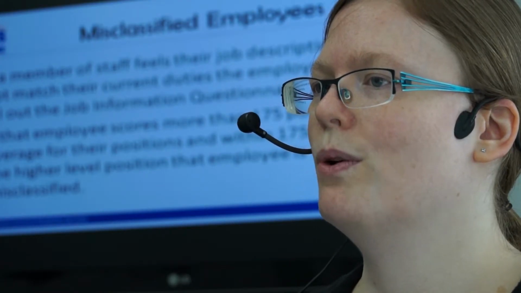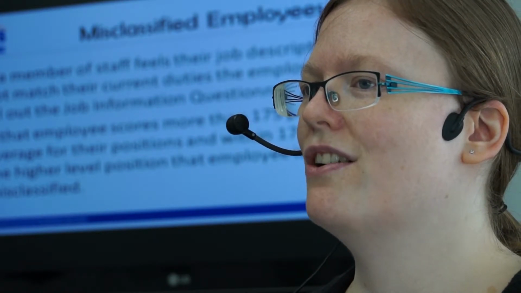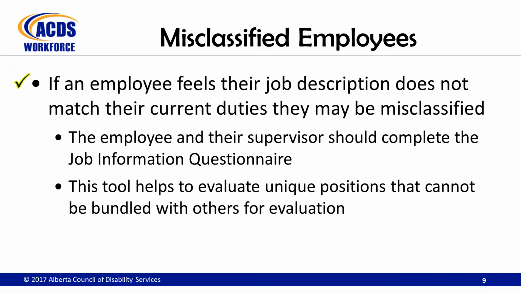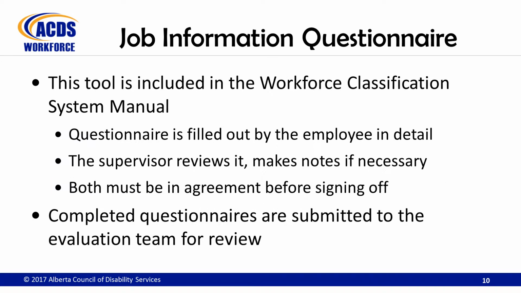Over time, some employees within an organization may take on additional duties beyond the scope of their written job description. If an employee feels that their formal job description no longer reflects their actual work, that employee may be misclassified. In this situation, the employee and their supervisor should complete the Job Information Questionnaire. This tool is useful for evaluating unique positions within the organization that cannot be bundled with others for evaluation. The Job Information Questionnaire is a tool included in the Workforce Classification System Manual.